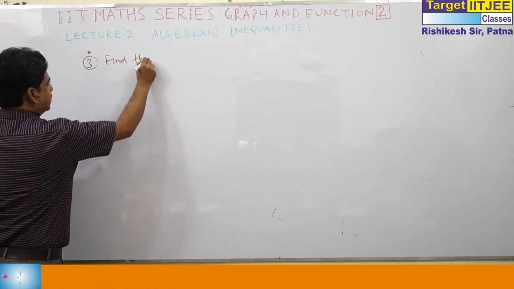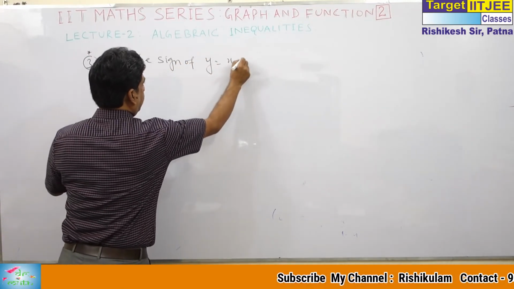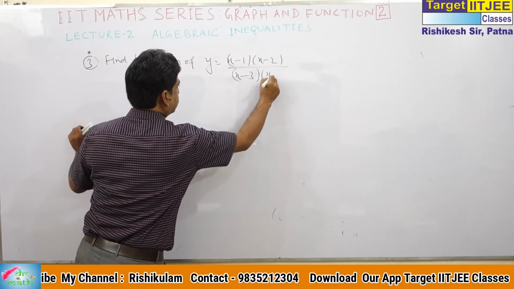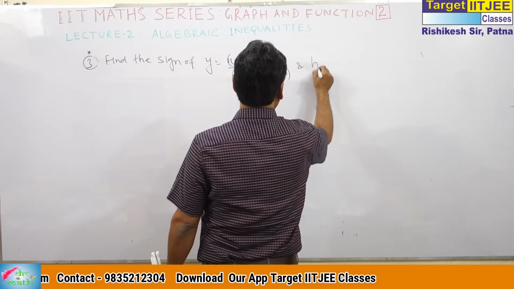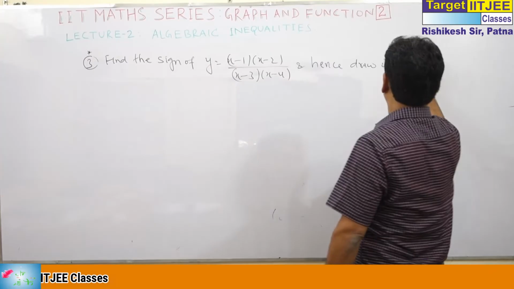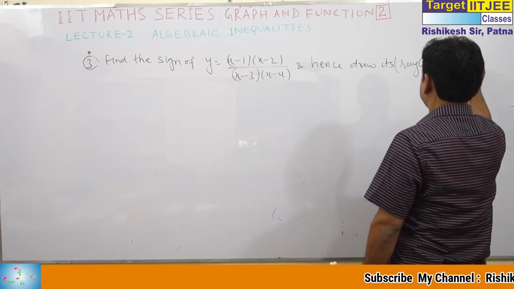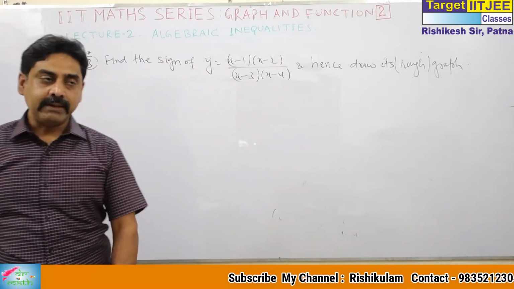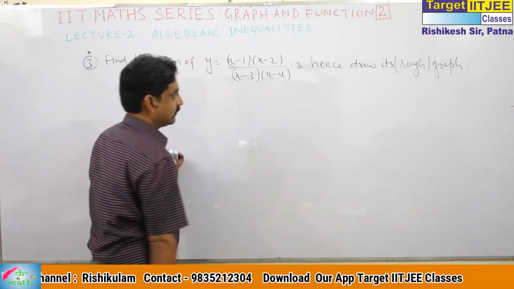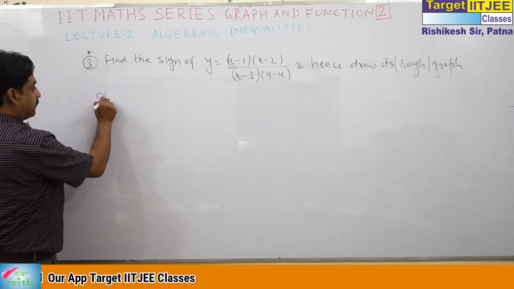Find the sign of y is equal to x minus 1 into x minus 2 upon x minus 3 into x minus 4, and hence draw its rough graph. Actually, I have used the word rough. Many times it is correct, but sometimes it may not be correct. Now, see how to draw the sign scheme.